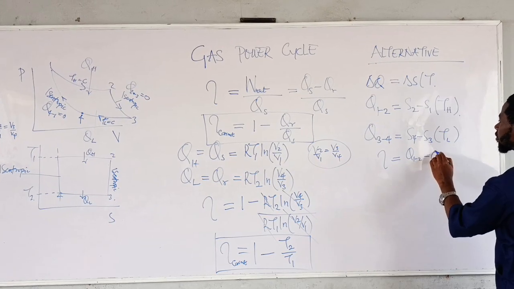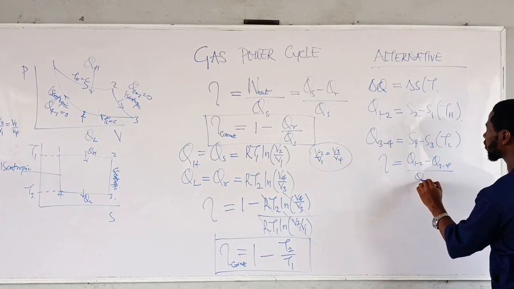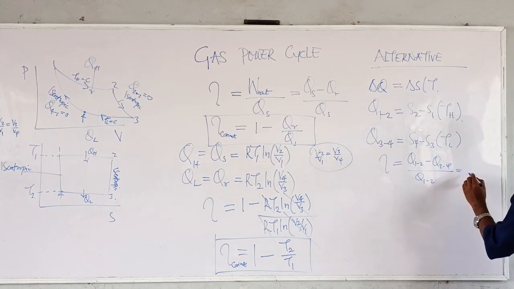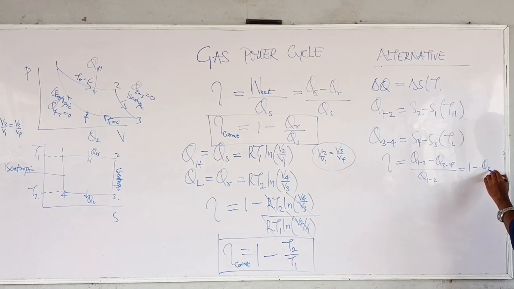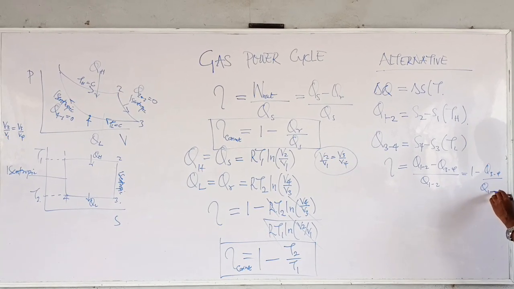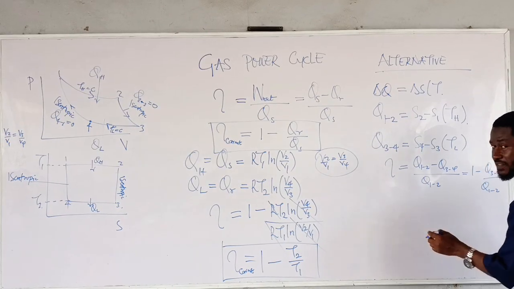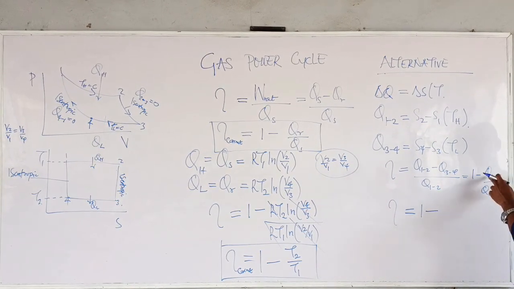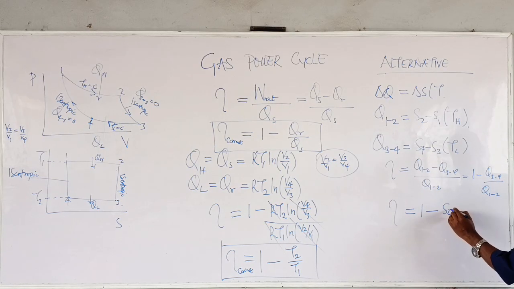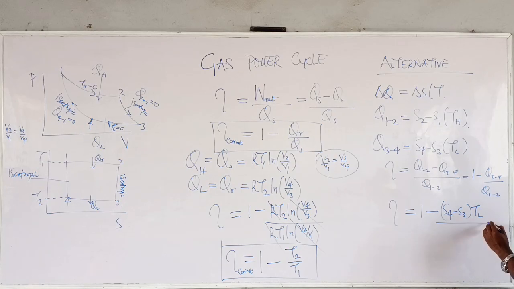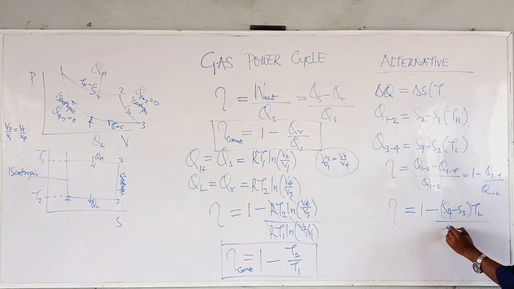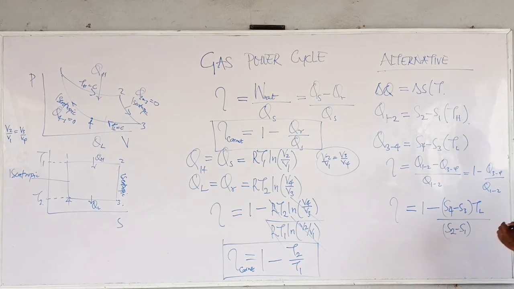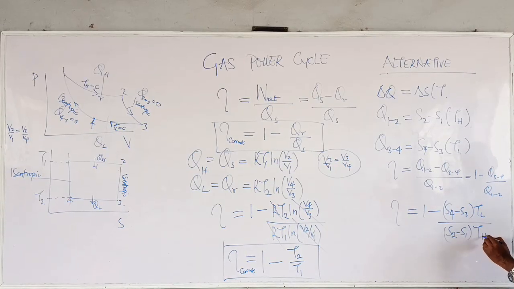Q1 to 2 minus Q3 to 4 over what? Q1 to 2. So this is the same thing as 1 minus Q3 to 4 over Q1 to 2. So the efficiency becomes 1 minus S4 minus S3 multiplied by TL over S2 minus S1 multiplied by TH. So S4 and S3, look at it.